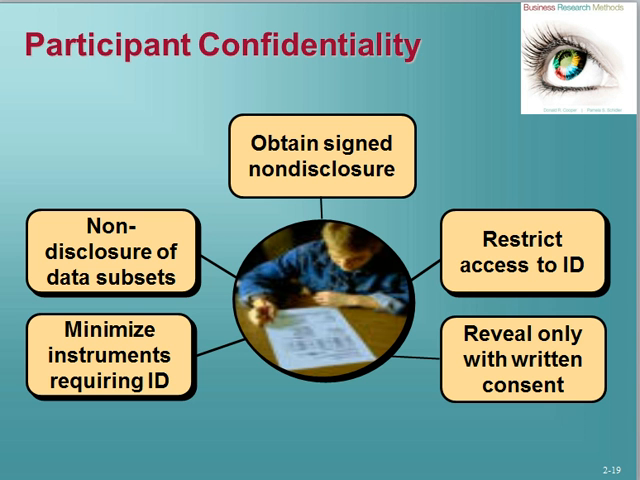Number 2, restricting access to participant identification. Number 3, revealing participant information only with written consent. Number 4, restricting access to data instruments where the participant is identified. And number 5, non-disclosure of data subsets. Now, methods 2 through 5 deal with minimizing the chance for a participant to be identified and matched with his or her responses. Links between data and identifying information must be minimized.